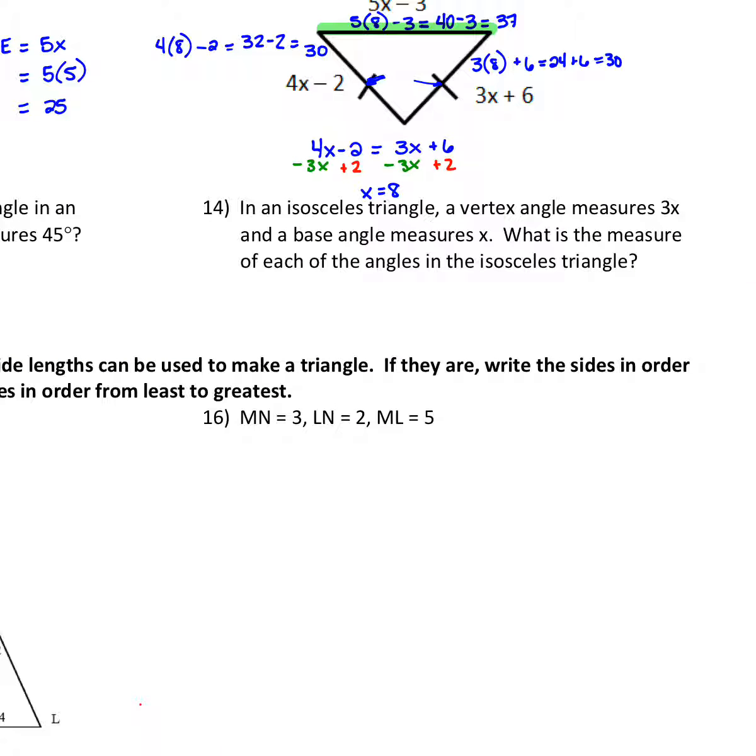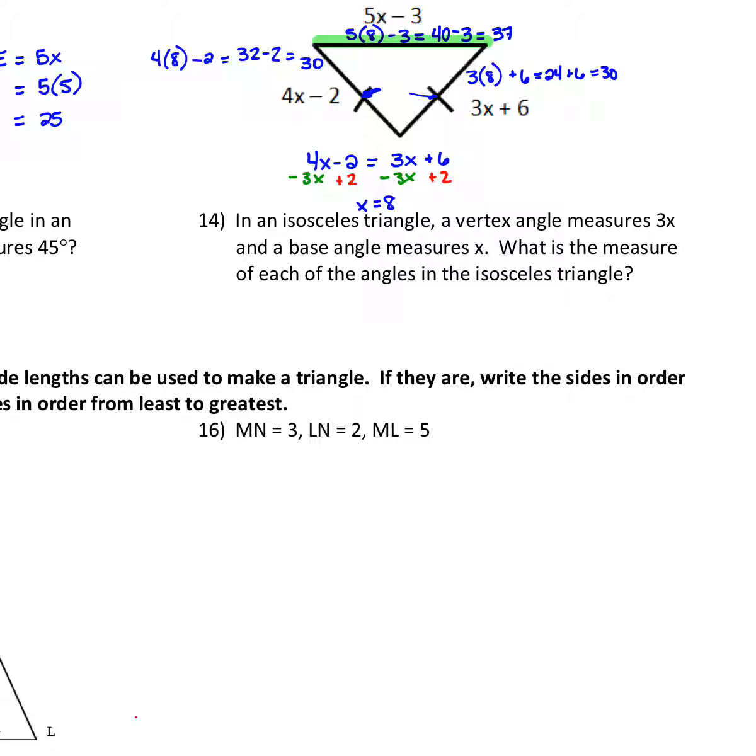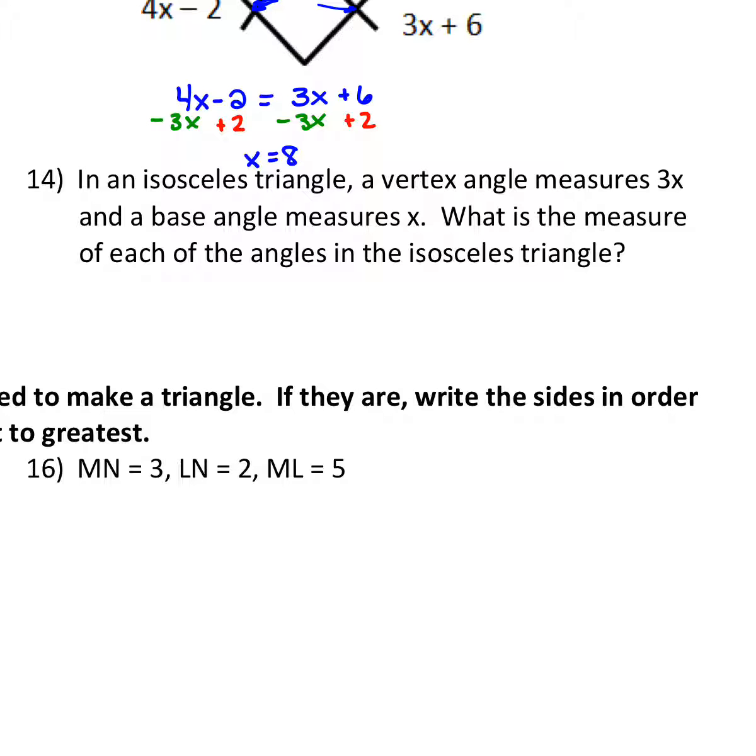Number 14. An isosceles triangle that has a vertex of 3x and a base angle of x. So again, I've got my isosceles. Maybe I'll actually draw one that looks like one this time. That's a little better. I've got my isosceles, two congruent sides. The top, my vertex, is 3x, and my base angle is x. Well, they only told me one base angle, but we are smart. We remember, well, shoot, if they told me one base angle, they've definitely told me both of them.